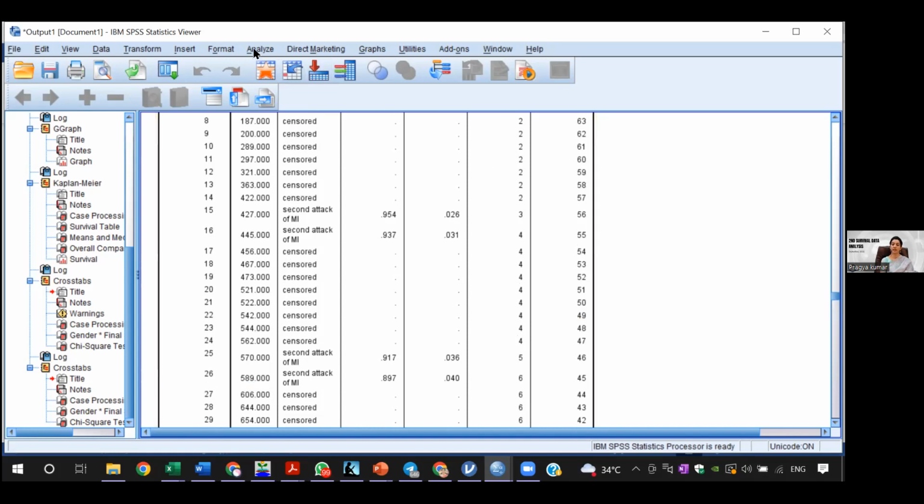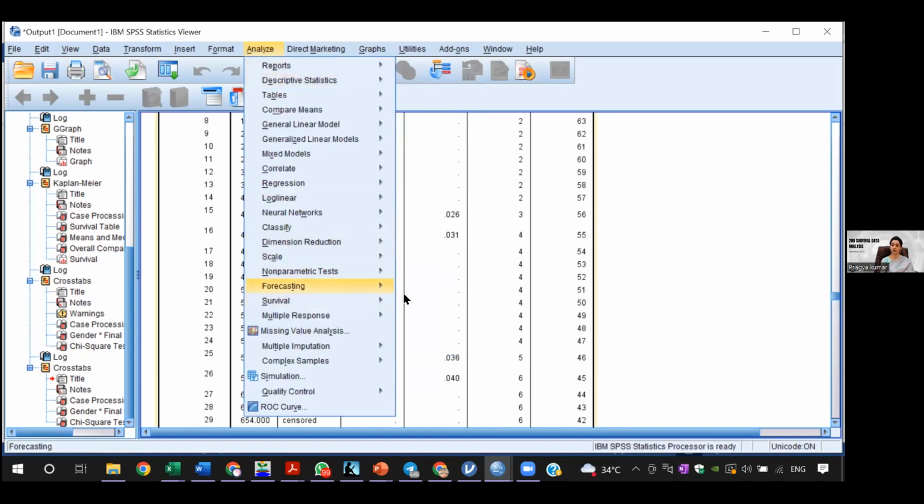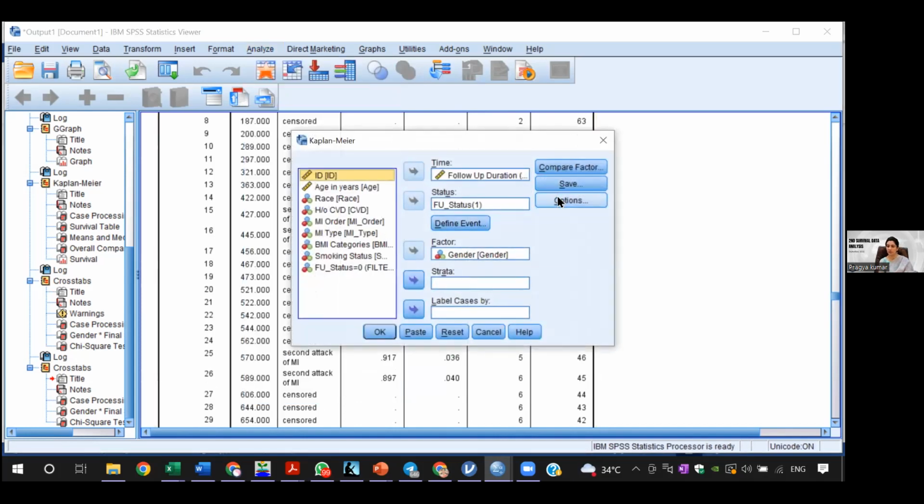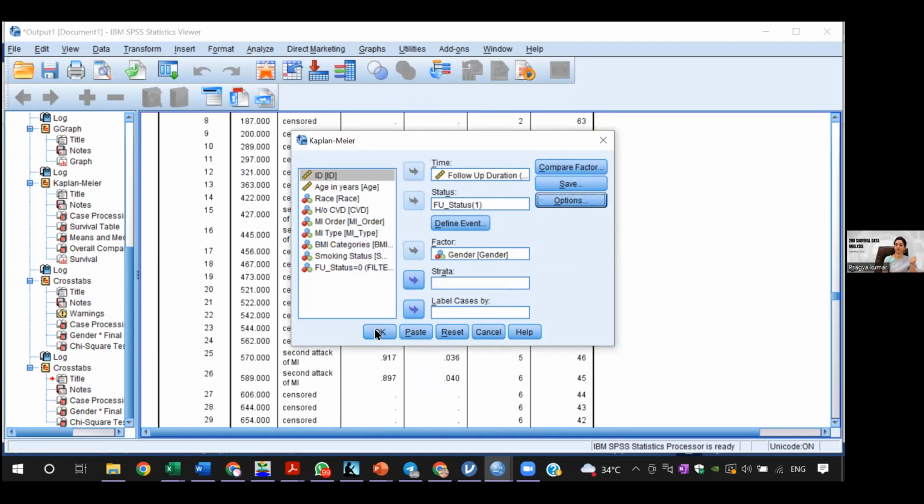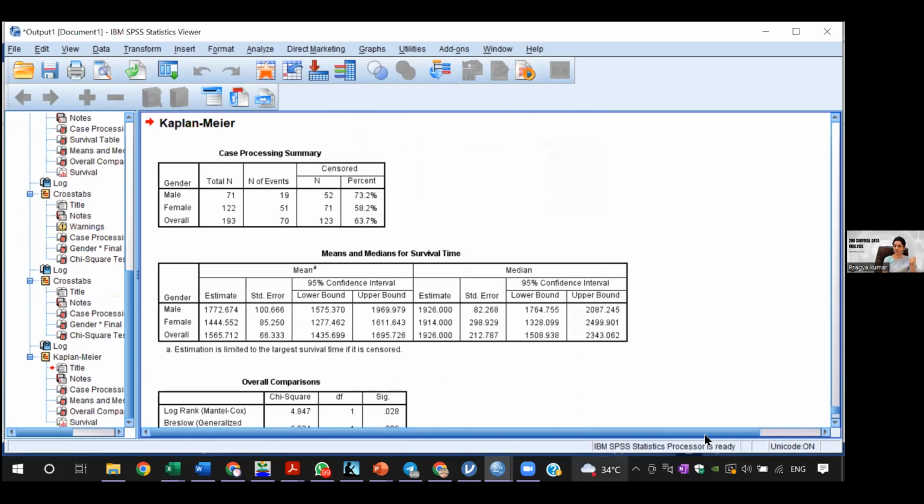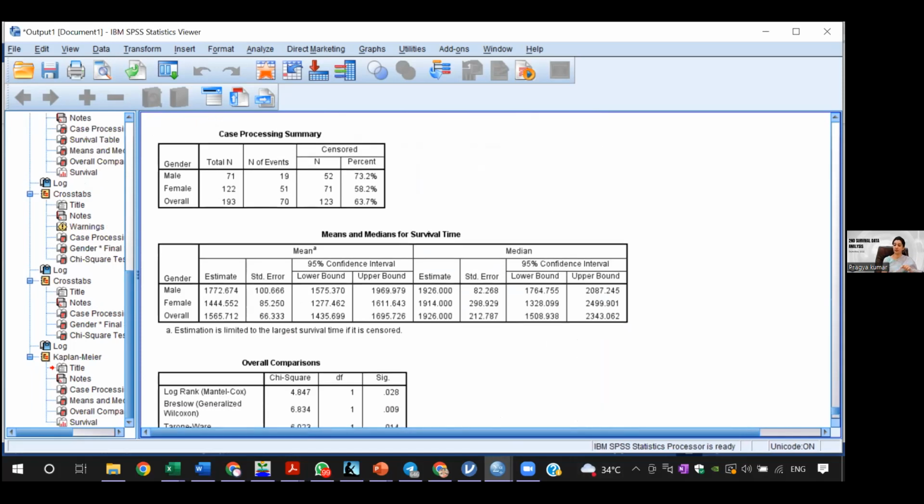So you can again take a call in the Analyze option. You can uncheck this also, because this comes as an option. You can uncheck this survival table, and you can take a decision not to have it, because that table is very huge. So now you can see the mean and median survival.